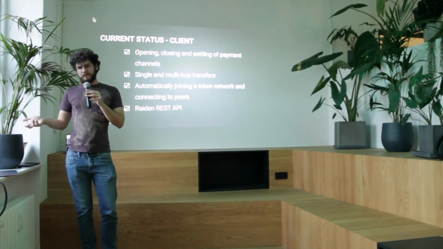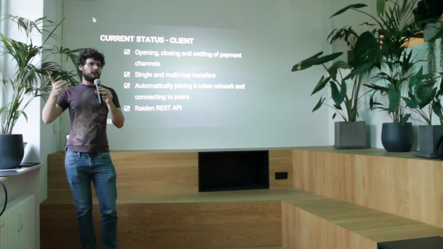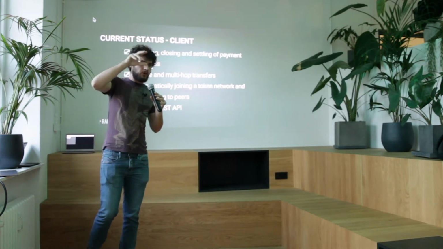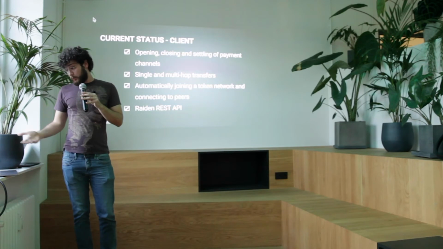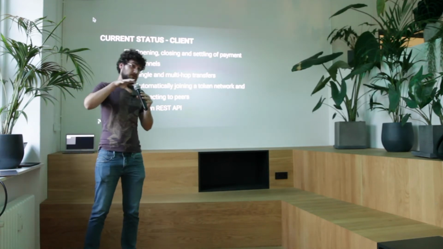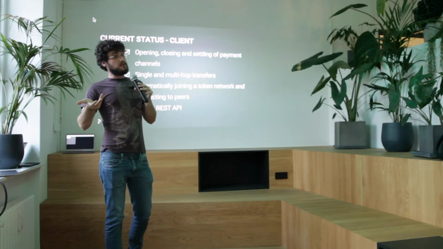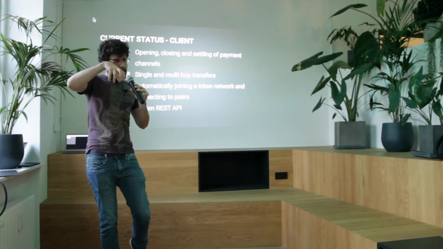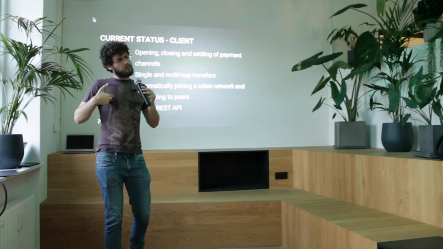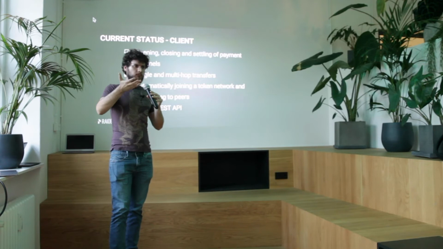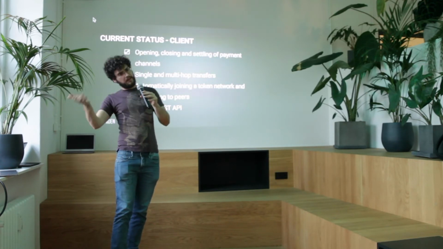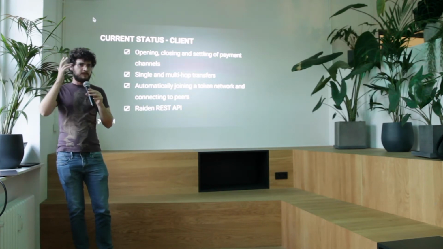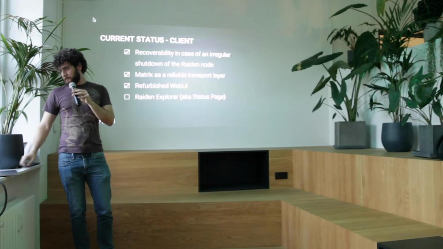We also have features for automatically joining the token network, so you don't need to know how to join a token network. You just press a button and channels are opened and managed for you. We also have a REST API, because our goal is to build Raiden so that people can build applications on top of it. Our goal is not to build Raiden and only one application that uses it. We want to provide REST APIs so that people can build their own dApps that make payments using the Raiden network. The way that works is through the REST API that we have, a standard HTTP REST API.